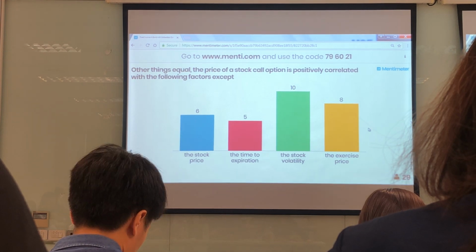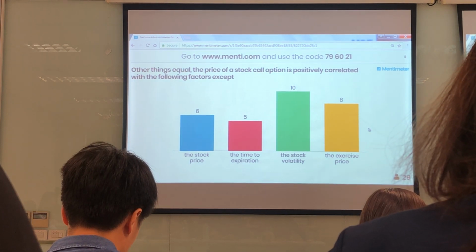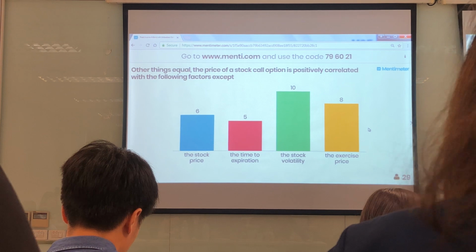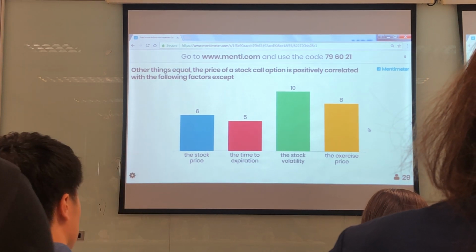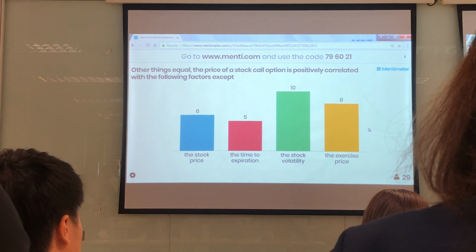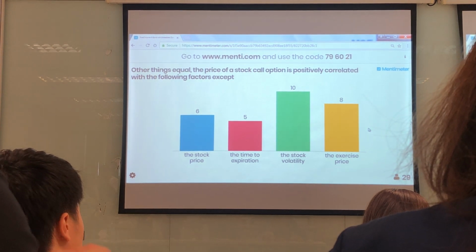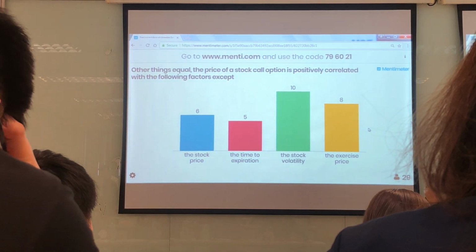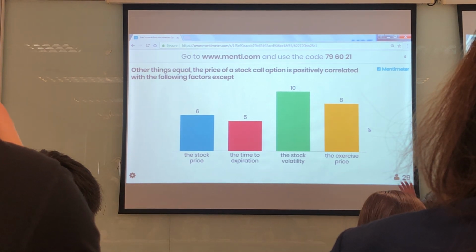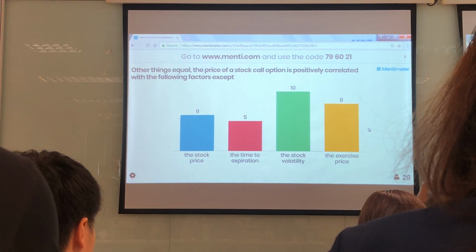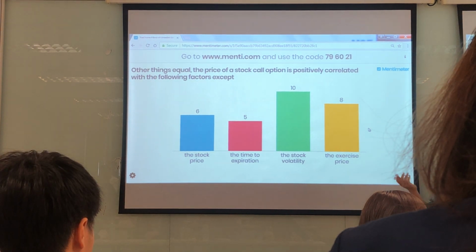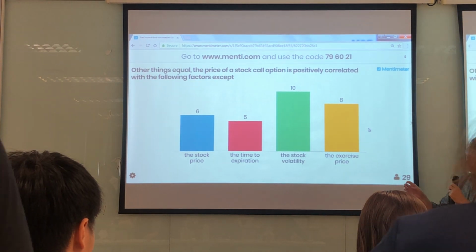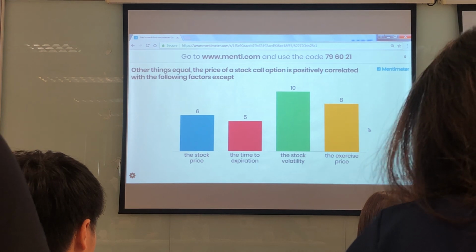If you cannot imagine the call option, let's think about the KFC coupon. If you ignore the premium, because you get it for free, right? The KFC coupon, the fried chicken. Why do you want to exercise this coupon?